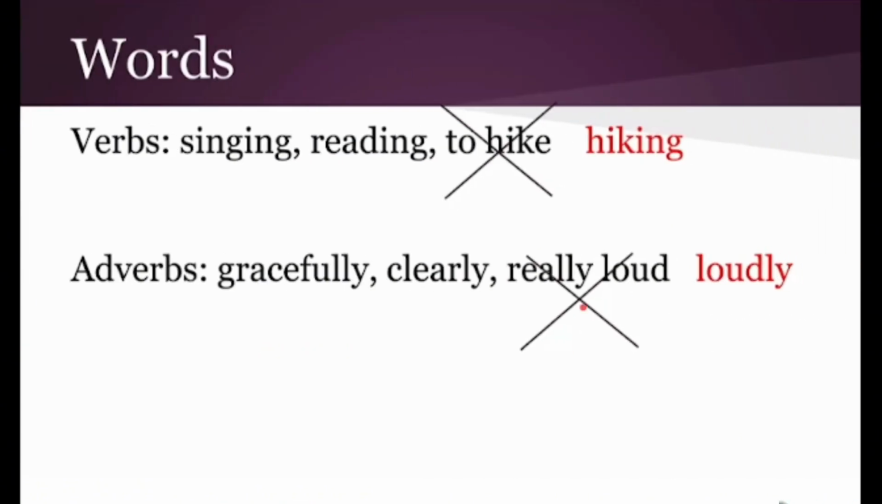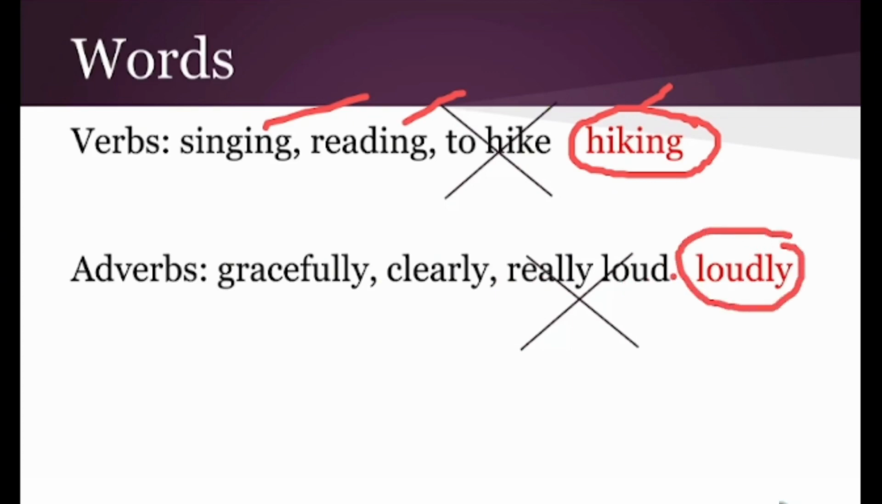So, to make these verbs parallel, we can change this verb to hike to hiking. Okay. So these all are the ing verbs. Okay. So they have same parallel structure. Same goes for the adverbs. Instead of writing really loud, we can simply write loudly. And it matches or coincides with the previous adverbs.